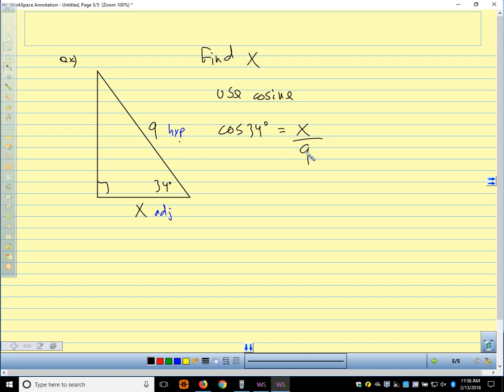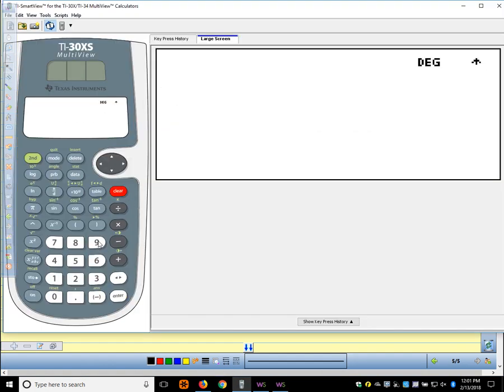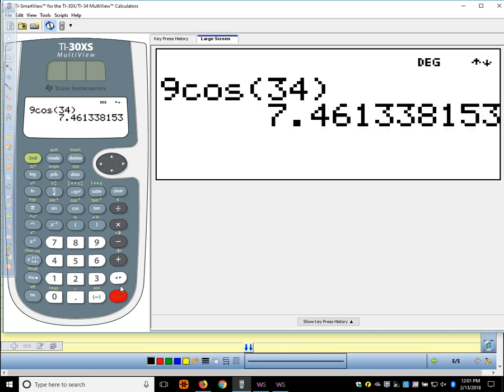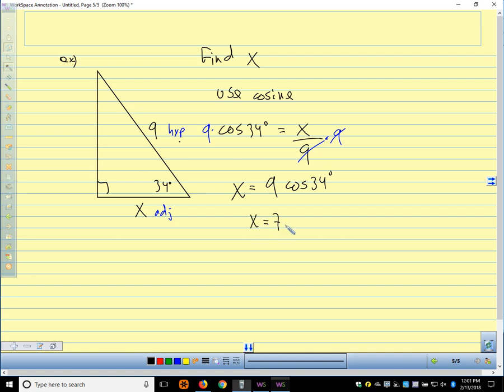Now I want to solve for x. So how do I get rid of that 9? Multiply everything by 9. On this side, the 9's cancel. 9 divided by 9 is just 1. And I get x equals 9 times the cosine of 34 degrees. And I'm going to go to my calculator and calculate it exactly like that. Clear that. 9 cosine 34. Close my parentheses. And I get 7.5, rounded to the tenth. All right, questions?